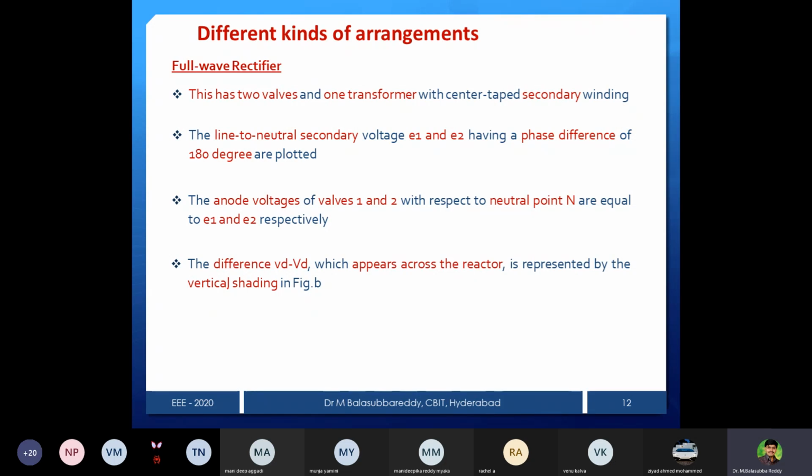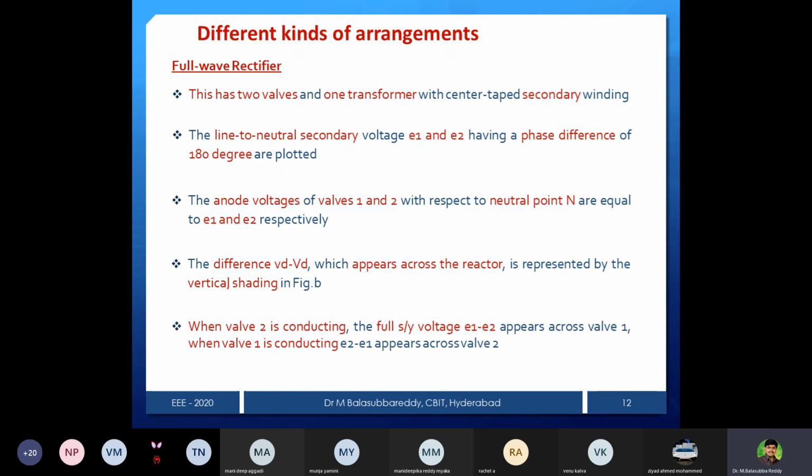The difference in HVDC which appears across the reactor is represented by the vertical shading. So that means in the diagram we showed you, there is horizontal and then vertical shading. The difference in HVDC which appears across the reactor is represented by the voltage sharing of the converter valve. The waveform: when a valve is conducting, the full secondary voltage, that is E1 minus E2, appears across the other valve, and similarly when another valve is turned off.